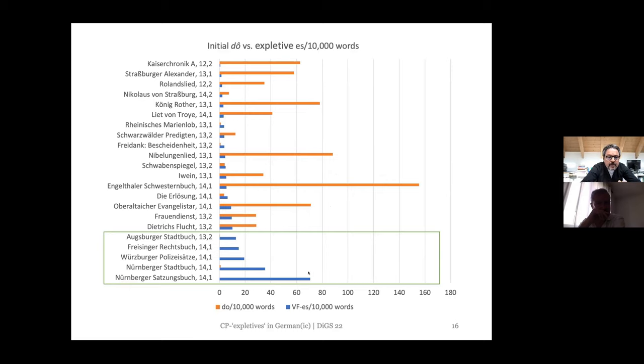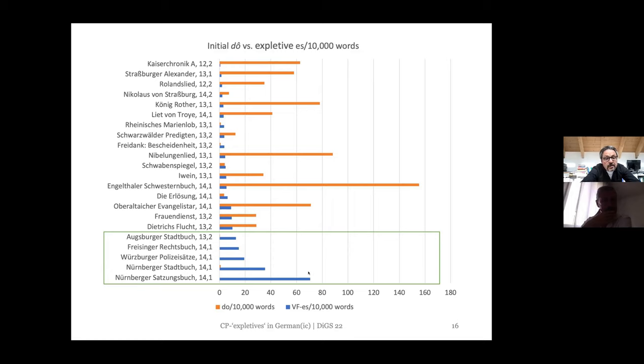Finally, let's take a look at the distribution of expletive S in comparison with its precursor, that is, clause-initial do. Here we can see that the distribution of do seems to be the mirror image, basically, of the distribution of expletive S. In other words, do seems to thrive in narrative texts, that is, the upper 2/3 of this graph, while it is close to absent in legal texts.